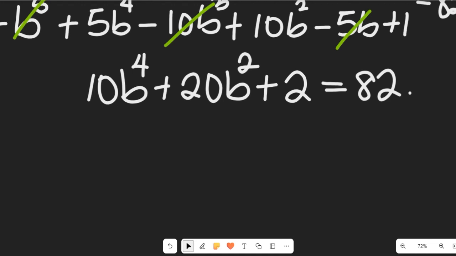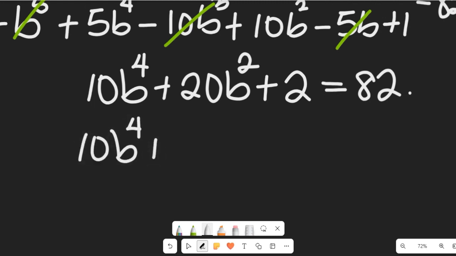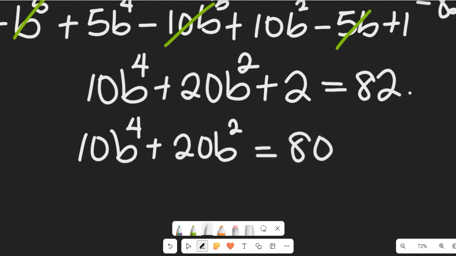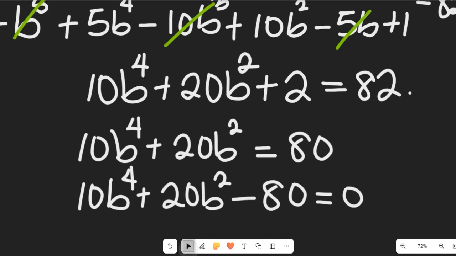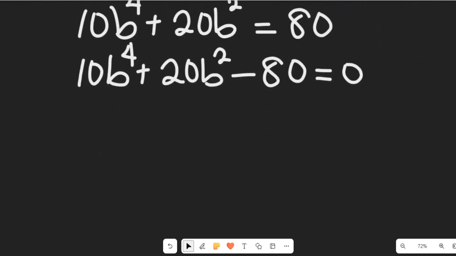Great. Now if we simplify this, we're going to subtract 2 from both sides. If we subtract 2 from both sides, we'll have 10b to the power of 4 plus 20b squared on the left, and subtracting 2 from 82 gives us 80. So this expression will give us 10b to the power of 4 plus 20b squared minus 80, and this will be equal to 0.